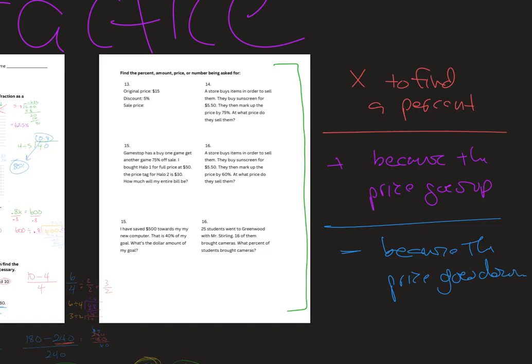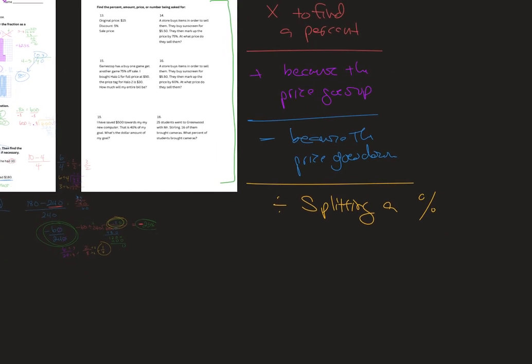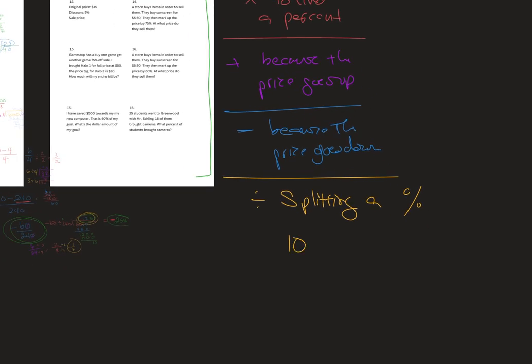That's all you got to do. If there is any division, it's because you are splitting a percent. And if I'm splitting a percent, like if you went from 10% down to 5%, you would get there by doing 10% divided by 2. So this is one scenario.